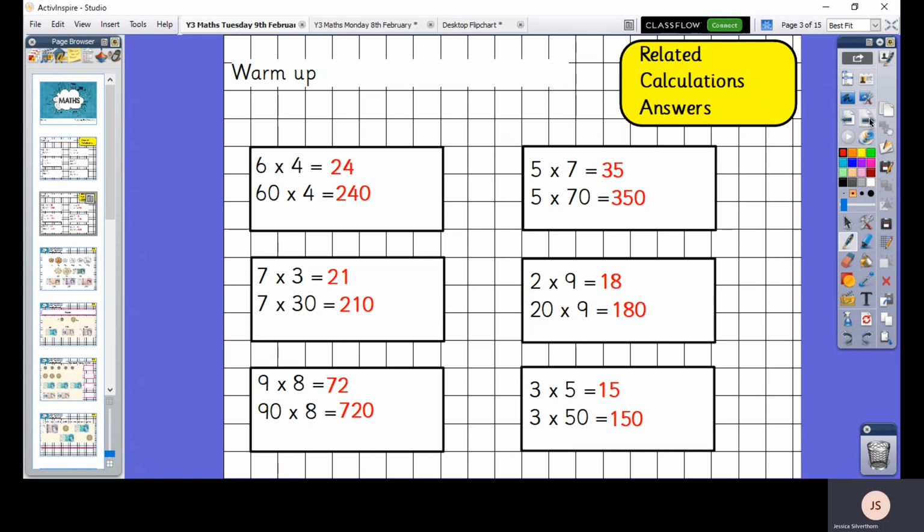Okay, so have a look at how you got on. These are the answers here, so go through, tick them off, and see how you did.